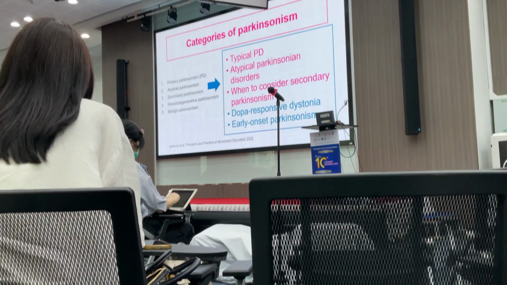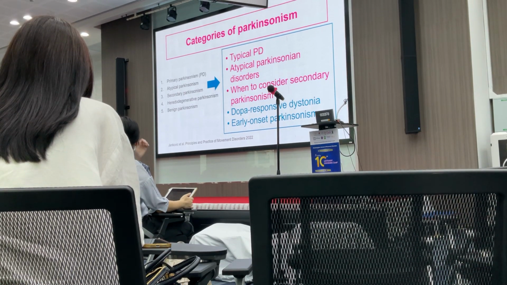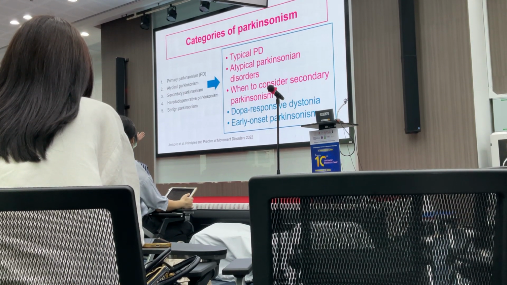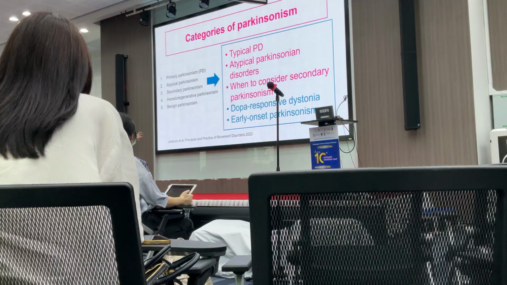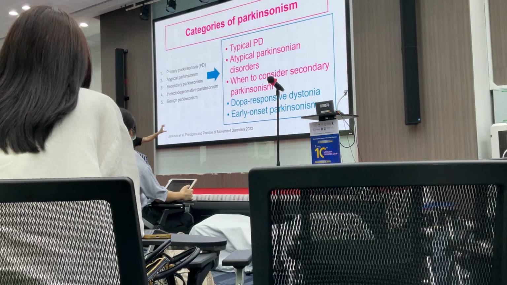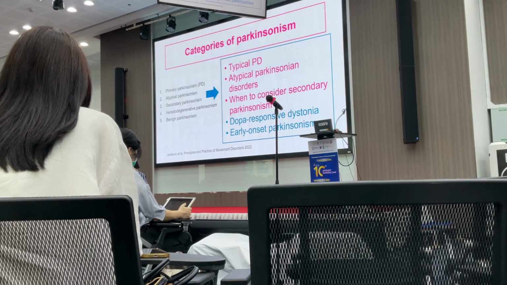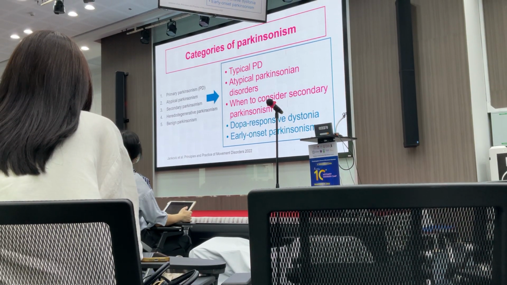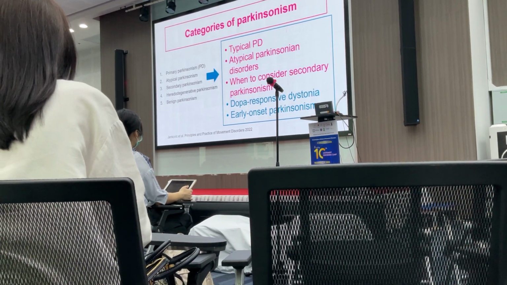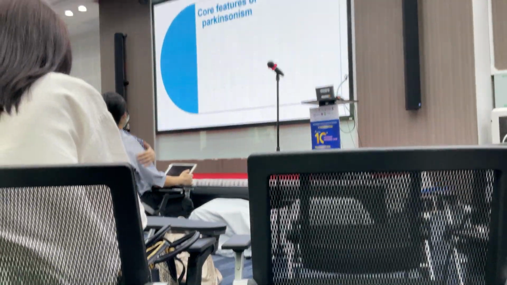And of course, we think about atypicals, but we need to think about secondary parkinsonism as well. And also the early onset. We need to be aware of certain features of early onset Parkinson's that are different from typical Parkinson's. So I'm going to highlight that as well, and the issue of dopa-responsive dystonia. All right, so this is how I'm going to tackle it.